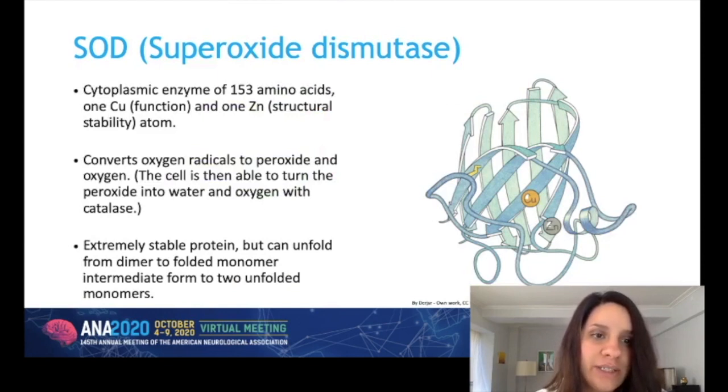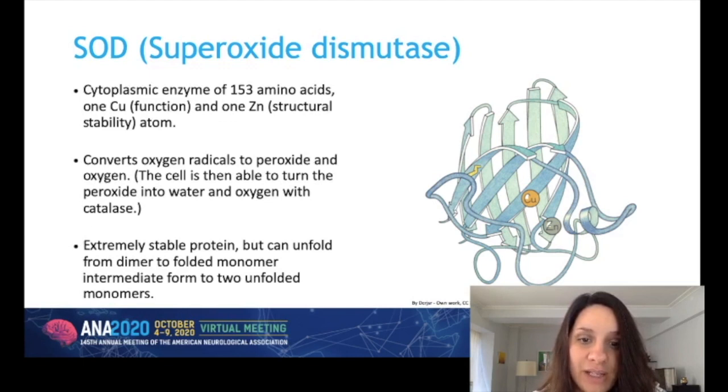So what is SOD? It's short for superoxide dismutase. This is a cytoplasmic enzyme that has a functional component at the copper ion and a structural component at a zinc ion. It's 153 amino acids long. Its job is to convert oxygen radicals, such as nitric oxide, to peroxide and oxygen. Catalase, which pre-existed in the cell, it's more ancient, then takes the peroxide and turns it into water and oxygen, the waste products of the cell.